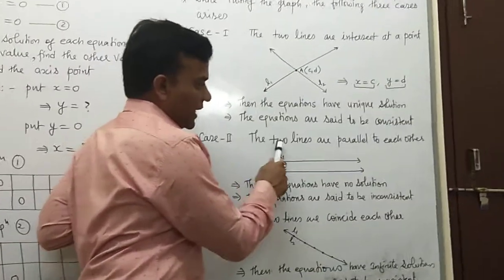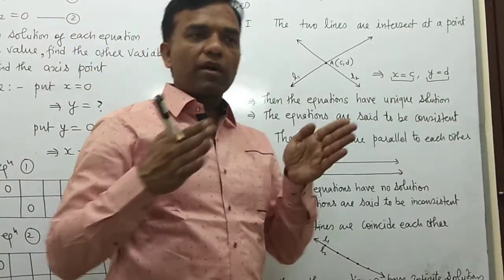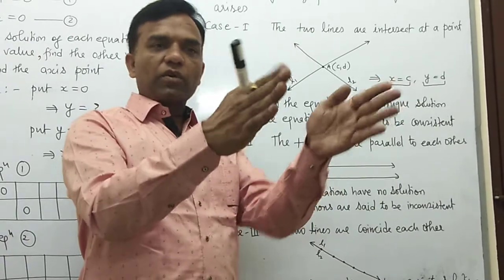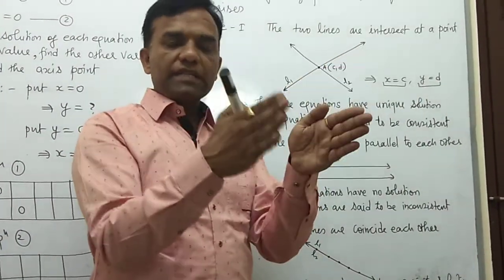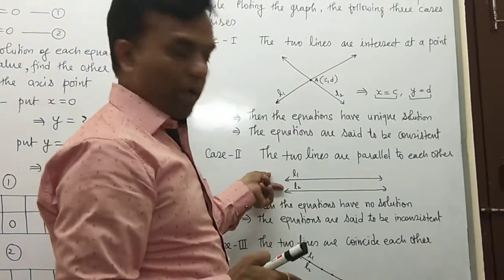Similarly, we have the second case. In the second case, the two lines are parallel to each other. It means both lines are going in the same direction. There is no change in the direction. Your angle is 0 because they travel in the same direction. The distance between them is the same. Therefore, these lines are parallel.